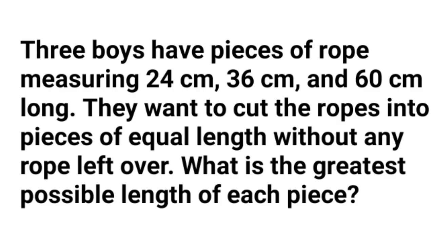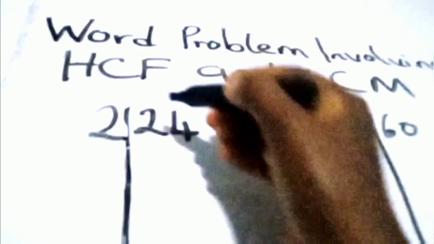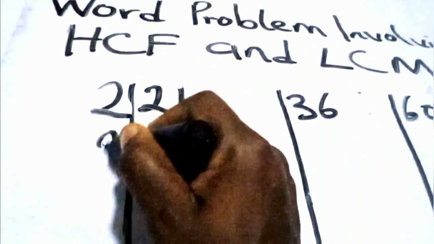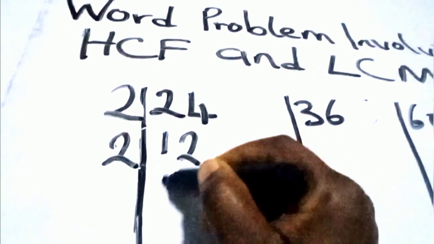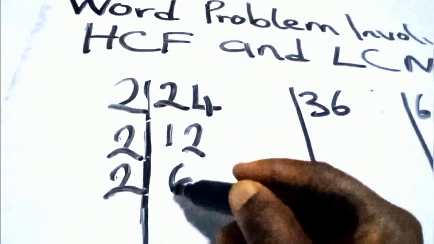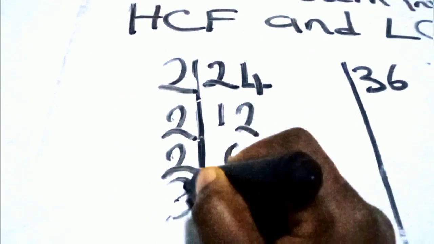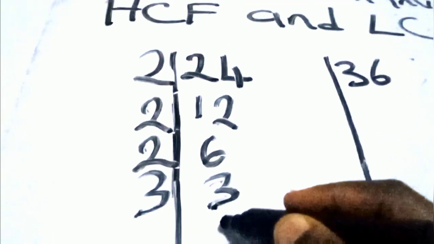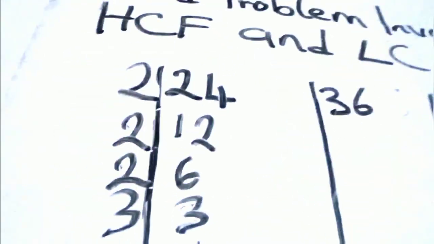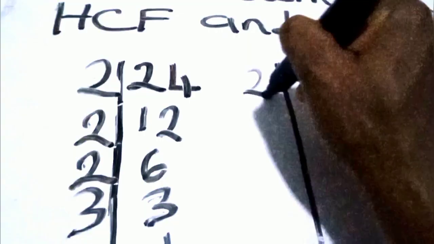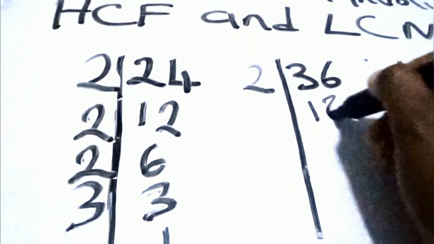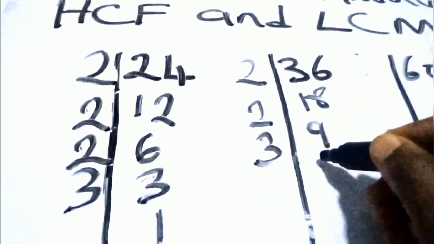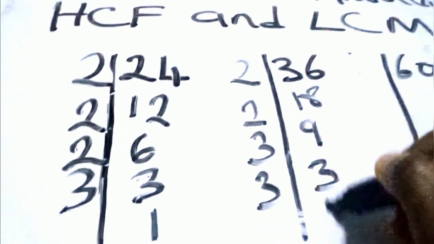Let me find the HCF. I'll divide with 2. 24 gives me 12. 2 again into 12 gives me 6. 2 into 6 gives me 3. 3 into 3 gives 1. Now let's divide 36. 2 into 36 gives 18. 2 into 18 gives 9. 3 into 9 gives 3, and 3 into 3 gives 1.